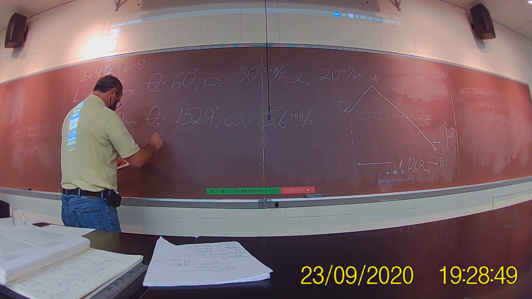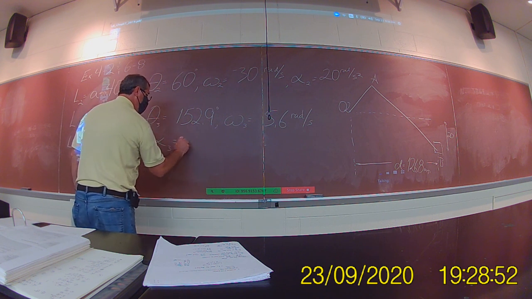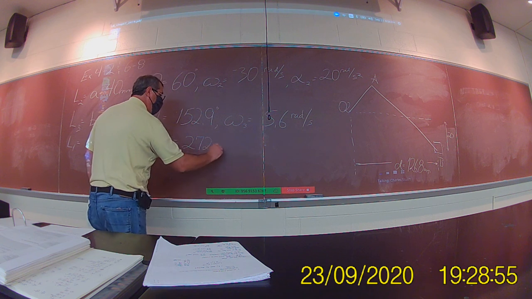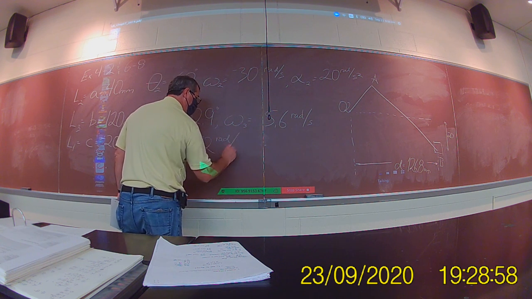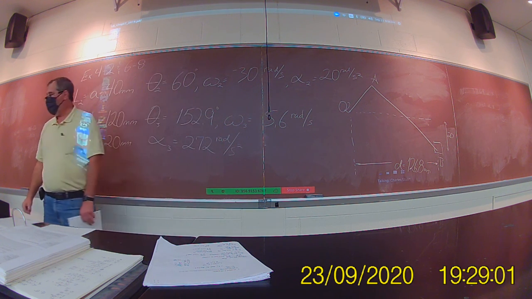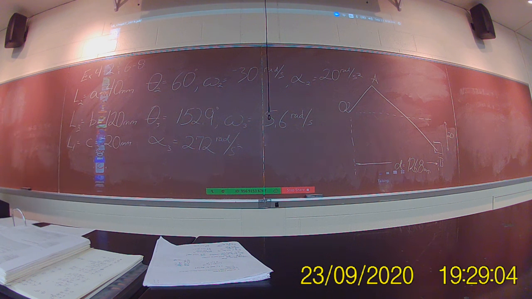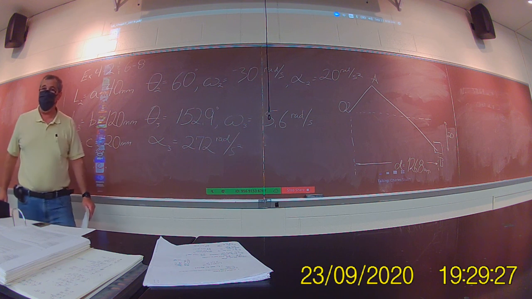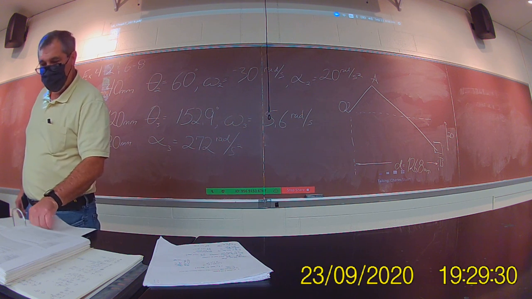So, alpha 3, 272 radians per second squared. So this, in comparison to a crank rocker, pretty easy, right? The equation for calculating the acceleration of the piston is similarly simple, so I don't think we'll need to sit through that. I would suggest, guys, that you take a look at example problem 7-3. Do try the equation, just for your own education.